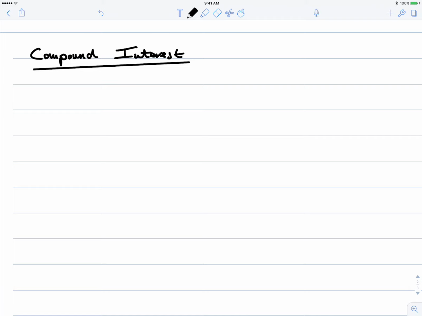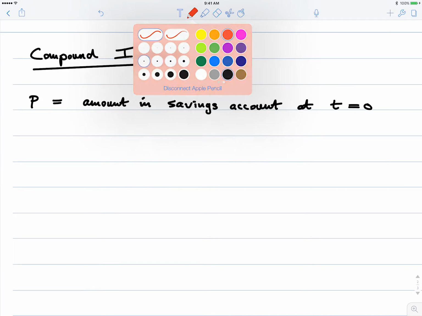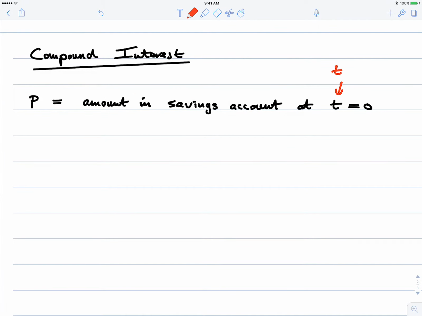And the amount of interest it adds depends on how much money was in the account 1 unit of time before. So this is kind of confusing. It's easy to get lost. We need some notation to make sense of this. So let's start off with P. Let this represent the amount in the savings account, at time t equals 0. Okay, so t almost always represents time in a practical problem.